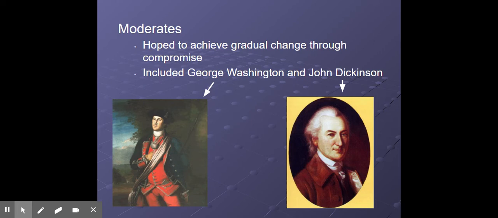Some of them are going to go back to Britain, okay, because they don't want war at all. But some of them are going to become, like Washington, very much dedicated to this quest for independence. Now, while all this is going on, thanks to the radicals, some New England towns.